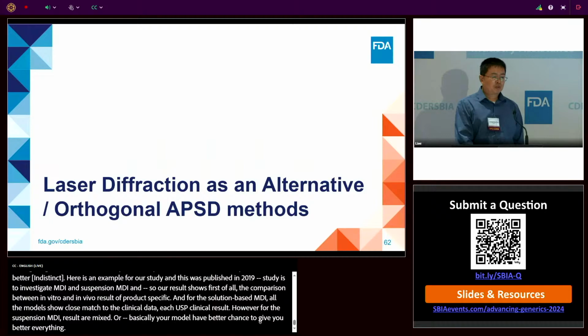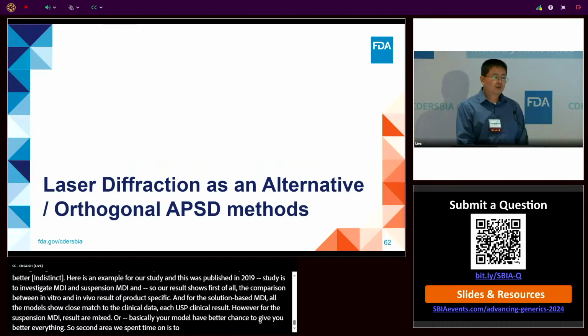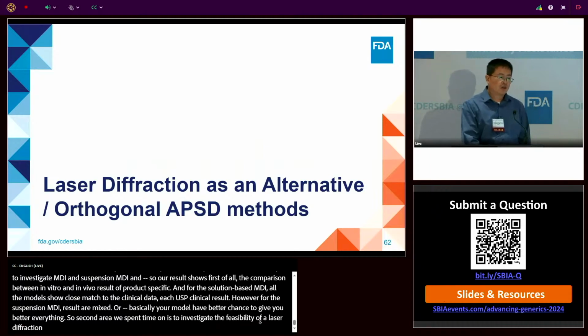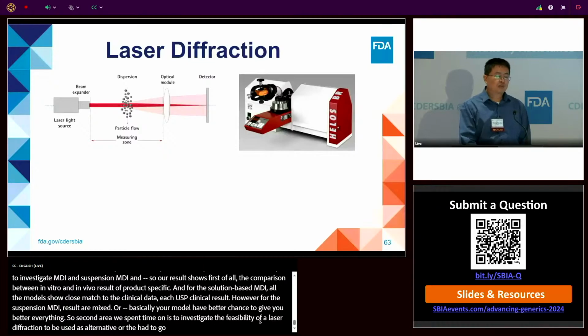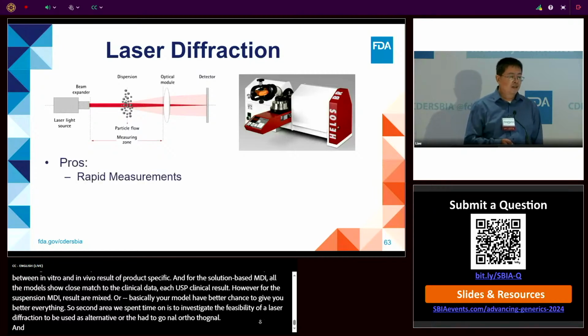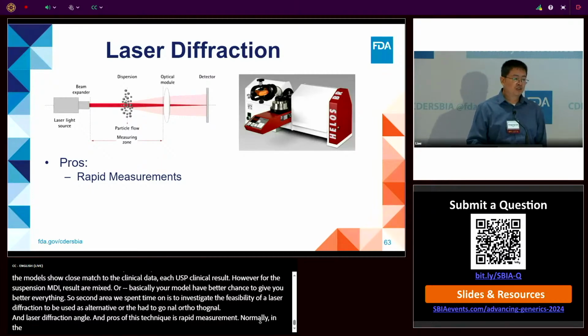The second area we spent quite some time on is to investigate the feasibility of laser diffraction to be used as an alternative or orthogonal APSD method. Laser diffraction is a mature technique in a lot of industries. When a particle passes through a laser beam, a larger particle will give a small diffraction angle, while a small particle will give a larger diffraction angle. And the pro of this technique is that it provides a rapid measurement. Normally, it delivers the result instantly.